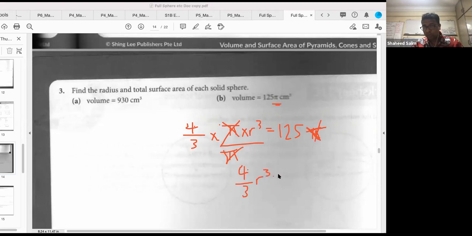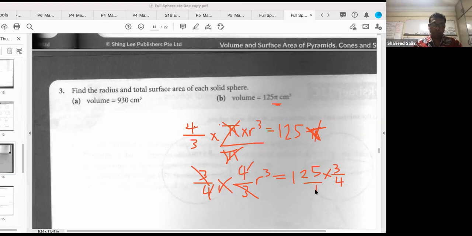R cube is equal to 125. Now what do I need to do? I times this by the opposite, 3 over 4, so I cancel. But if I did that, I also times down here. So you find out what's the value now. 125 times 3 divided by 4, you get 93.75.